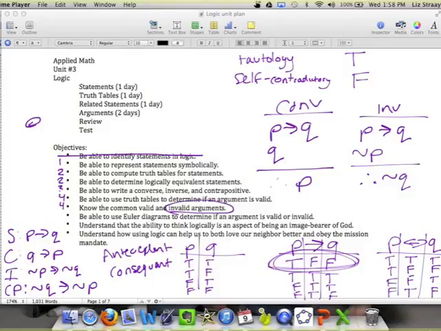So you want us to know all those fallacies? These are the only 2 fallacies. The other ones were all valid statements, and they had weird names like modus tollens and stuff. We don't need them. Don't worry about those, worry about these 2.